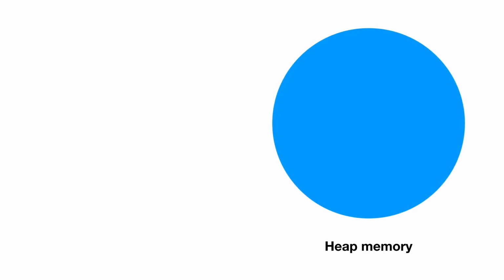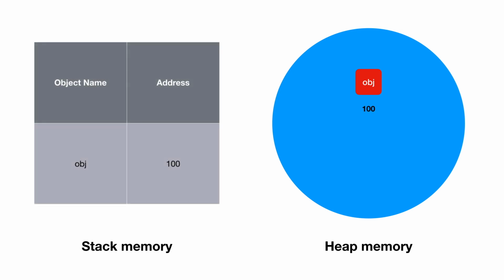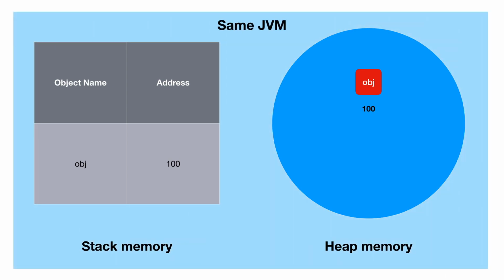When we create the object, there is a heap memory in which the object gets stored along with its address. In the stack memory, the object name that we have given is stored against the address, and as of now the program resides in a single JVM.